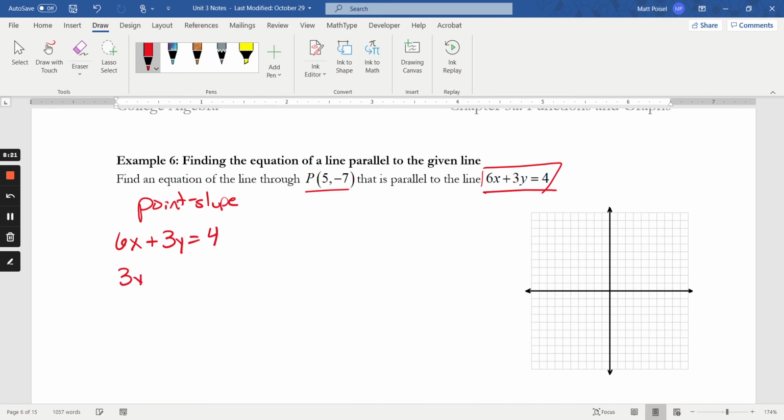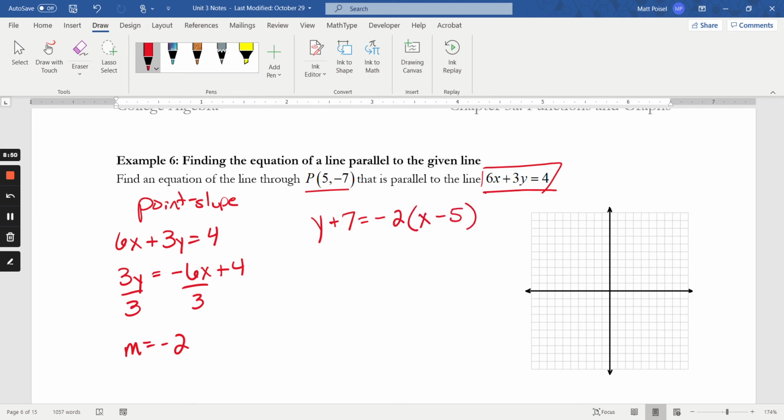So I want to go ahead and get that into slope intercept form. Subtract 6x from both sides. I'm going to go ahead and divide by 3, and I'm actually going to stop right there on that work, because all I care about right there is that the slope is negative 2. I really don't care about the y-intercept of my other equation. Now we're able to go ahead and plug it in, so y minus negative 7 is y plus 7. There's the new slope, x minus 5.